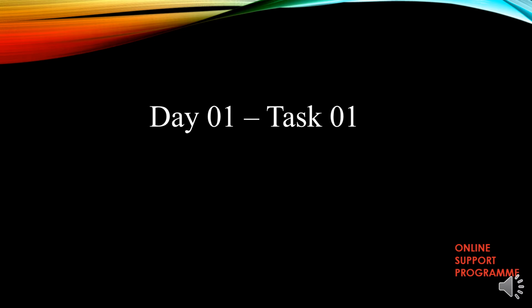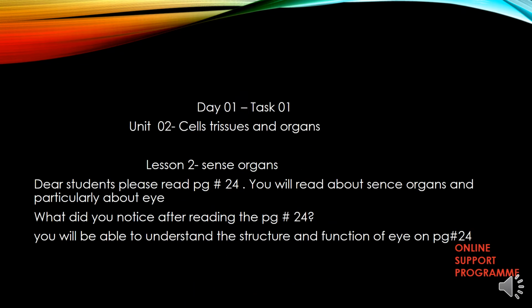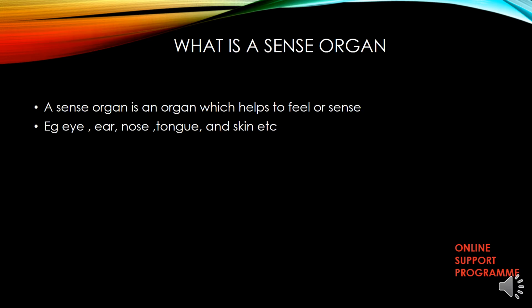Let's discuss day 1, task 1. Day 1, task 1 is that you have to read page number 24 about sense organs and particularly about eye. After reading, you will be able to understand the structure and function of eye. Now let me tell you what is a sense organ. A sense organ is an organ which helps to feel or sense, for example, eye, ear, nose, tongue, and skin.